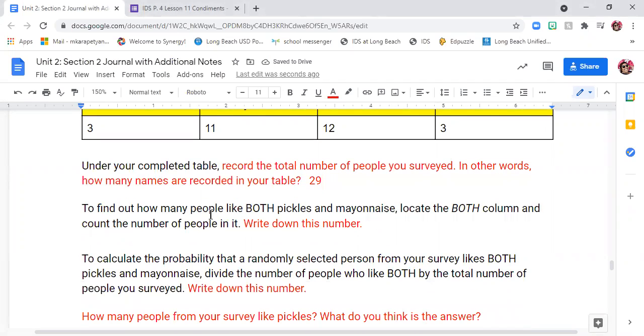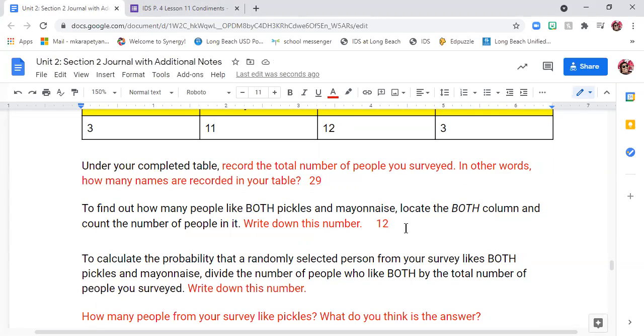To find out how many people like both pickles and mayonnaise, locate the both column and count the number of people. Write down this number. Well, in the both column, we have 12, right? And of course, before you submit this, you're going to change these to blue, right? So we have 12 for the both column.